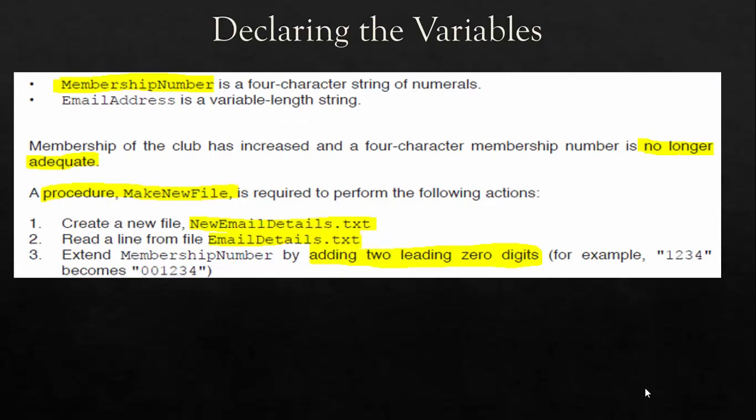So the first one, we're working with membership number. Email address doesn't even appear in the steps. So the fact that there's an email address in this makes no difference whatsoever. So we have create a new file, read a line from the file, and then extend the membership number. So we could have up to 2 variables here.